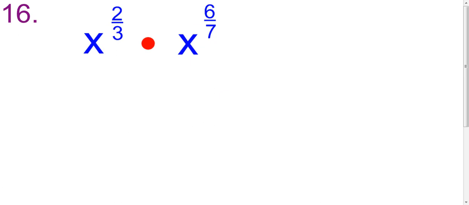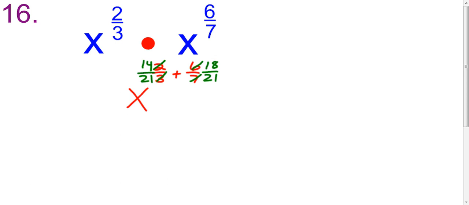And then our last problem in this section, again, I'm going to add these exponents. This time I do not have common denominators, which is kind of a bummer. So I will need to do this: x to the 2/3 plus 6/7. I will add those exponents. I don't have common denominators, so I need to get them. My common denominator here would be 21, which means I'm going to multiply the left side by 7. So 2 times 7 is 14, and 3 times 7 gives me 21. And on the right side, I have to multiply by 3. So 6 times 3 makes 18, and 7 times 3 makes 21.